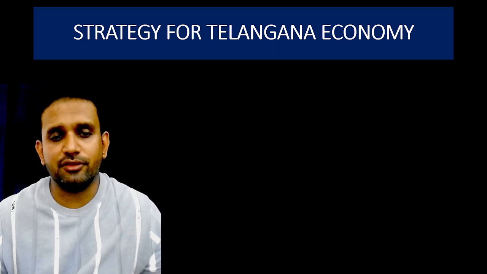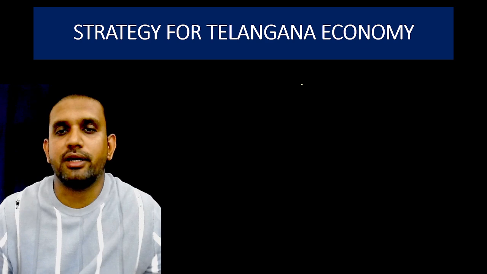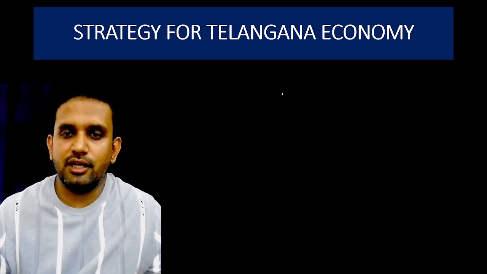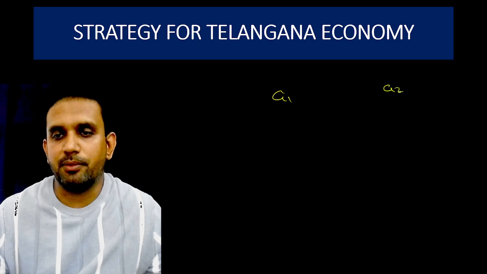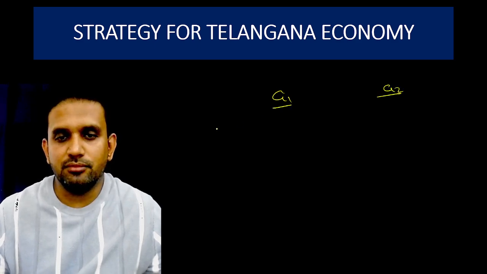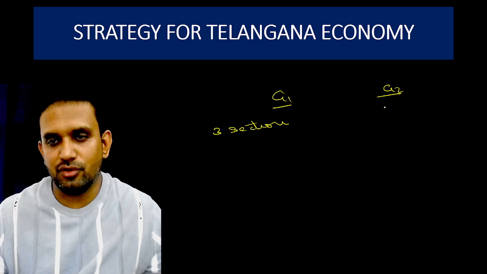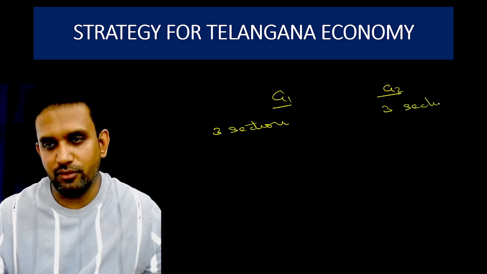Before going into the discussion of the other areas, I would like to give you some important aspects with regard to group 1 and group 2 economy papers. Both the papers are divided into 3 sections. Group 1 economic paper is divided into 3 sections. Group 2 economic paper is also divided into 3 sections.